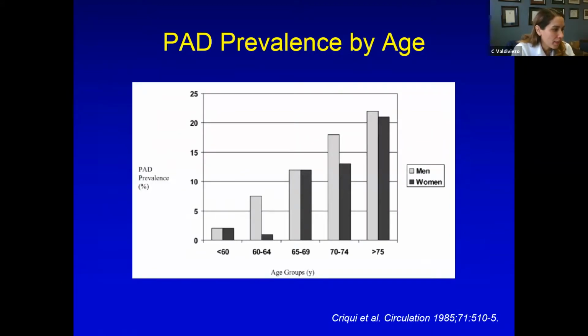And then the prevalence by age, as expected, increases with age. It is much less frequent among patients below the age of 60. But after the age of 60, there's a pretty linear correlation between the increase of age and the prevalence of peripheral artery disease. It is also more common among men than women in general, and that may be due to, in the past at least, a higher rate of smokers among men than women. But again, this is something that has changed over the decades.